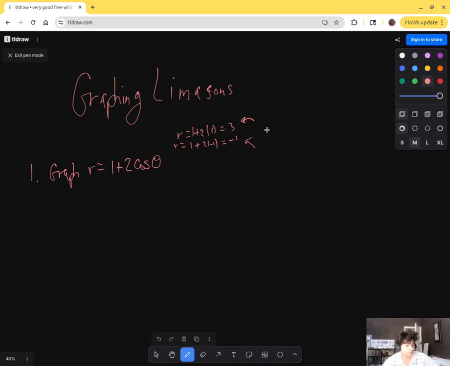is to find the zeros. So let's set equal to 0, 1 plus 2 cosine of theta equals 0. Cosine of theta equals -1/2. So that's at 2 different instances, right? That is at 2 pi over 3 and 4 pi over 3.